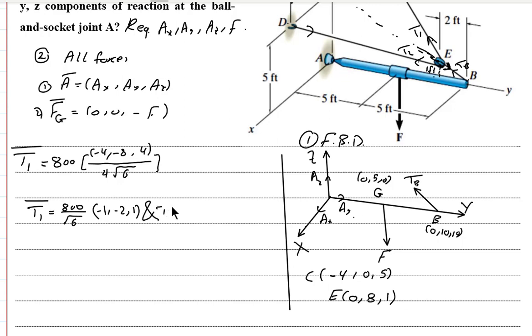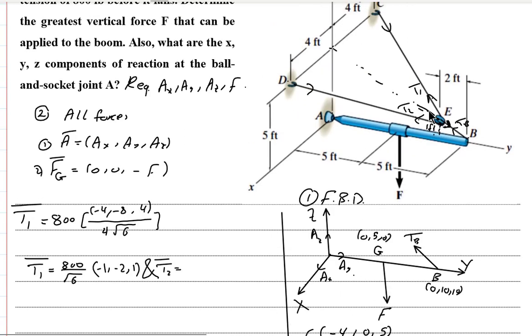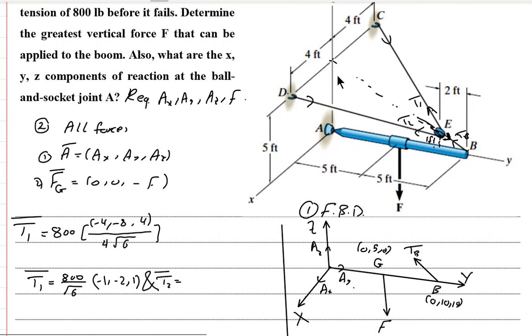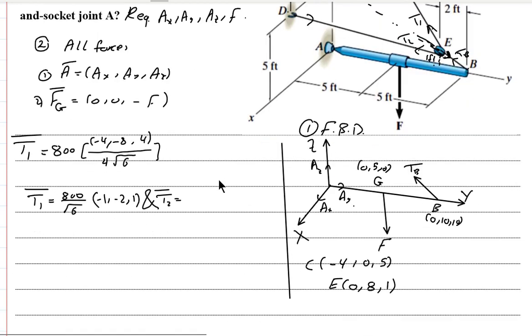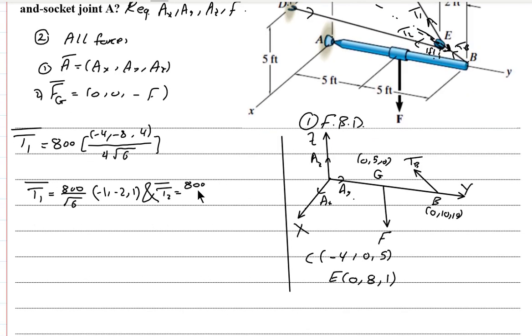Also, if we look at T2 vector, from similarity, T2 vector will be the same as T1 vector, except in the x component it will be in the opposite direction, because the x coordinate of C is negative 4 and the x coordinate of D is positive. So we can take the same as T1 vector, but in the first component it will be positive 1, and here minus 2, and here 1. TB now is the resultant of these two forces, so the y component and z component should be doubled, but the x component will be 0.